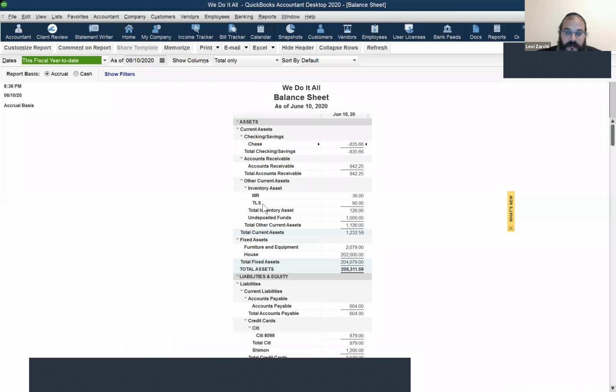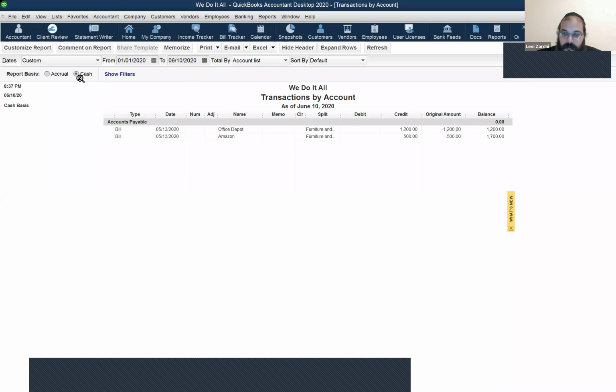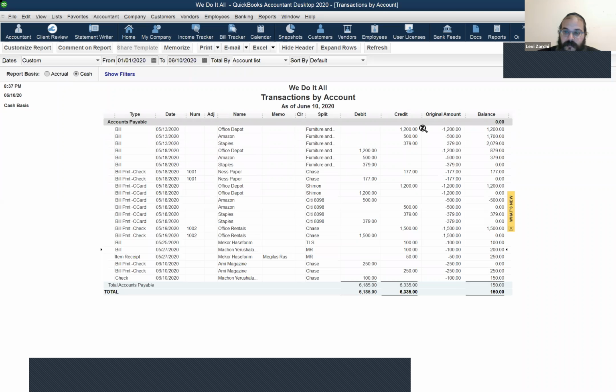Because this is as of today, let's open it up. And we're going to see we have Machan Yerushalayim. See over here, Machan Yerushalayim does have a credit of $100. It's actually a bill and a check for $100. So in this case, it's actually only $50 off. We'll explain that another time. Let's look at the cash method. The cash method is going to show us something totally different, so we're not going to look at the cash for now.